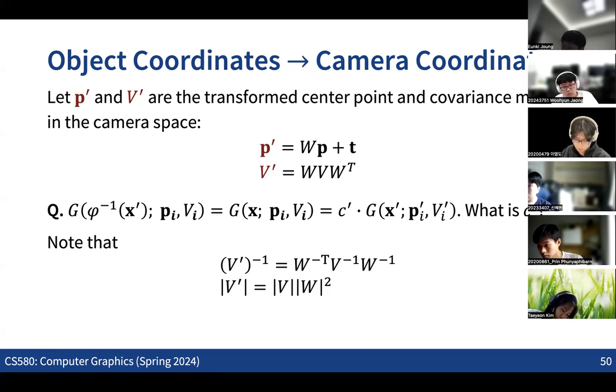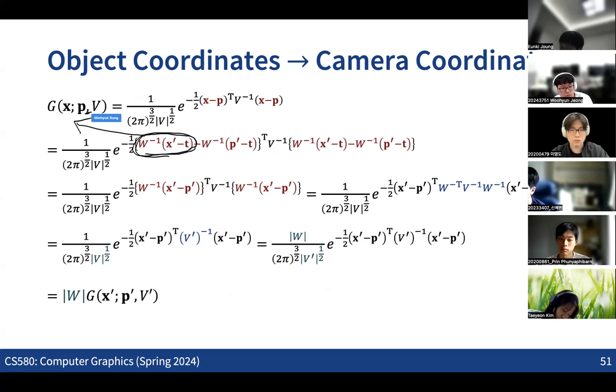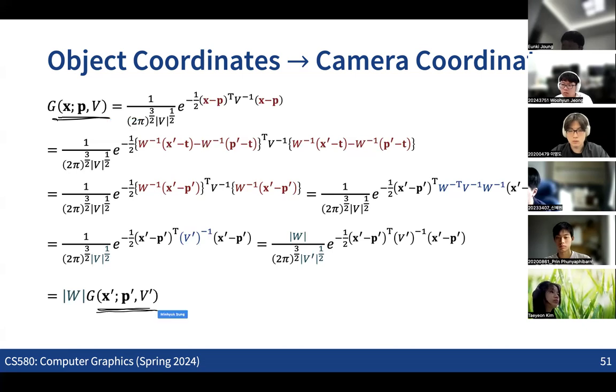Okay, as we are running out of time, let me move on, but you can check out more details of the formulation. This is basically just plugging the inverse of the model transformation into X and also P here. What we can see after all the derivation is that calculating this weight becomes the same as calculating the weights with the transformed center point and covariance matrix defined in the camera coordinates.